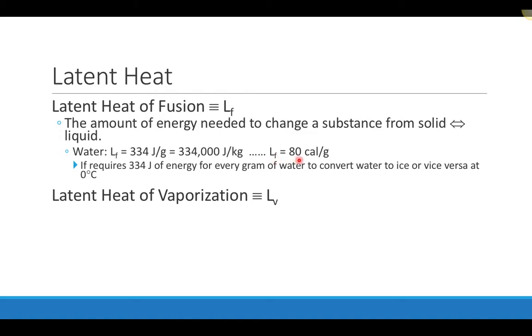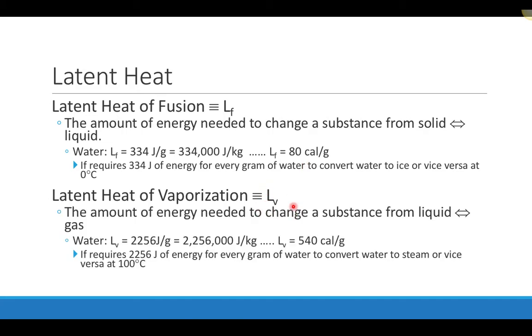So the latent heat of fusion for water is 80 calories per gram. If I have 1 gram of water and I want to convert it into ice, I would have to remove 80 calories of energy from that water in order to convert it into ice, or vice versa. I would have to add 80 calories of energy to 1 gram of ice to convert it into water.